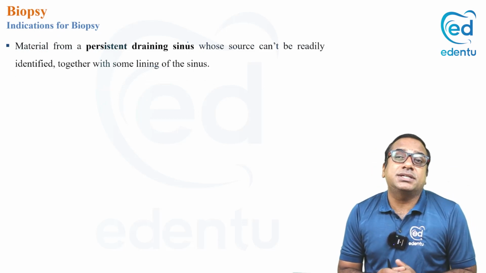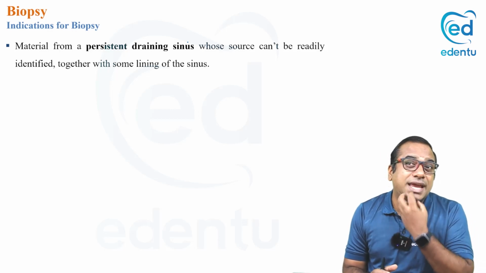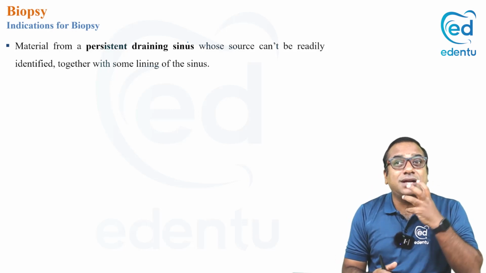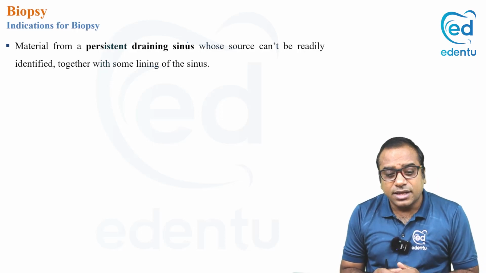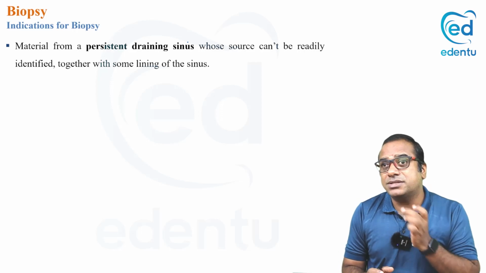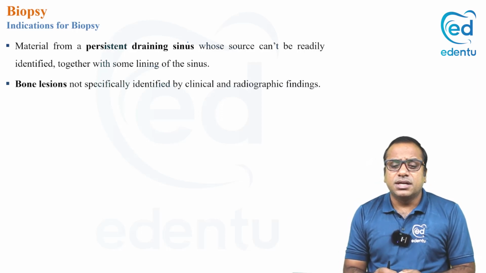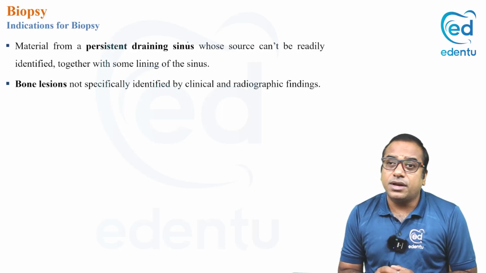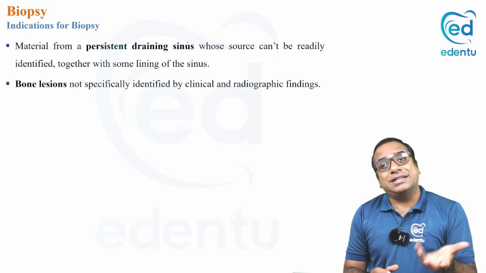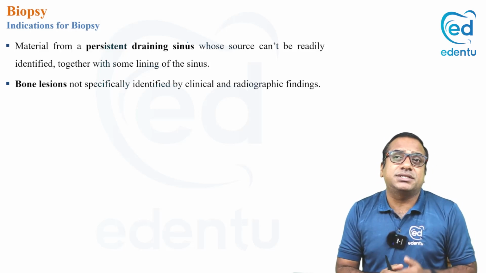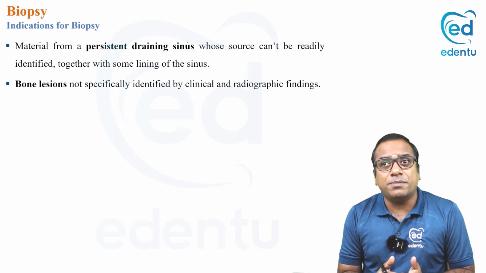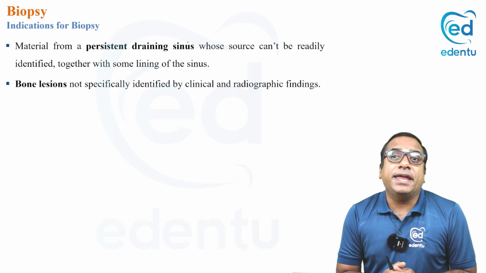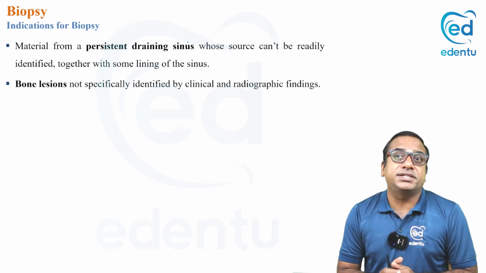Coming to the further indications, any swelling or draining abscess or sinus. Sinus is one-way opening. Fistula is two-way opening. So if there is material from a persistent draining sinus whose source can't be identified, then you should go for the biopsy, if there is a draining pus or sinus. Any bone lesions not identified clinically, and radiographic findings are not supporting, then you should go for biopsy. And any lesion which has characteristics of malignancy, which we already discussed, any neoplastic changes or dysplastic, metaplastic changes, hypertrophy, hyperplasia is happening, then also the tissue you should go for biopsy. So these were the indications for biopsies, almost some 10 to 15 indications we discussed.